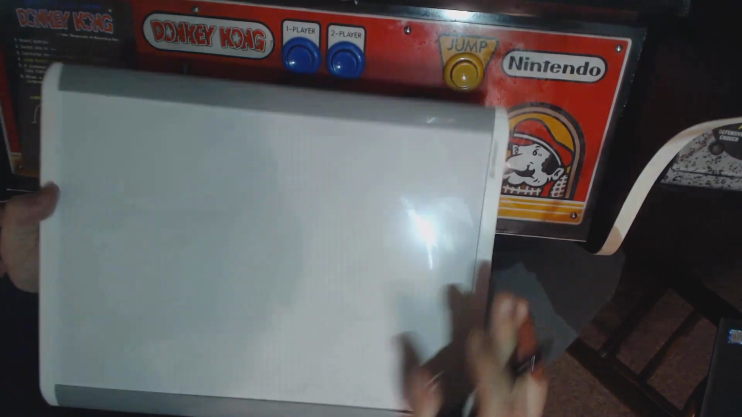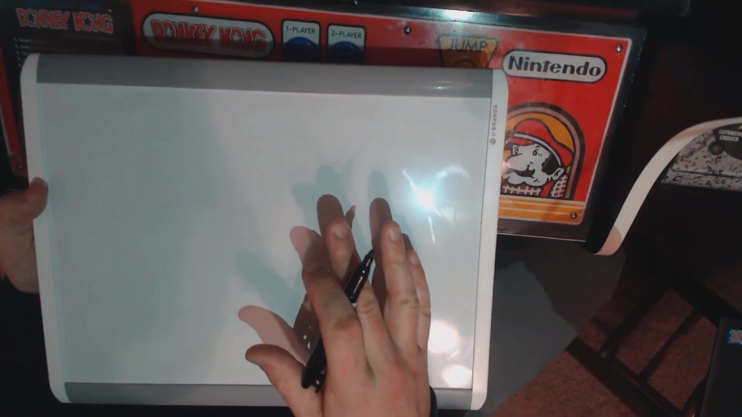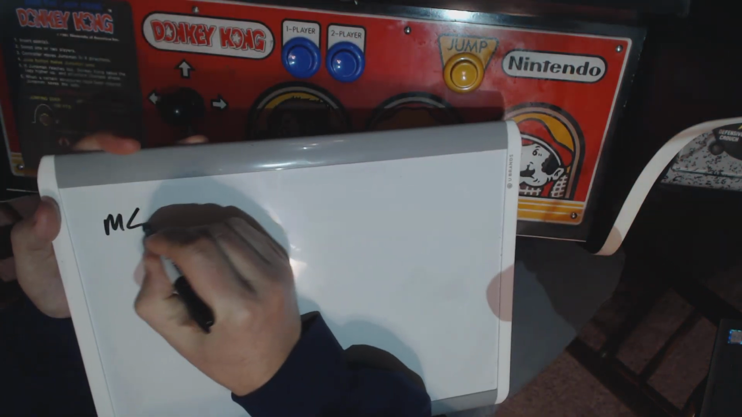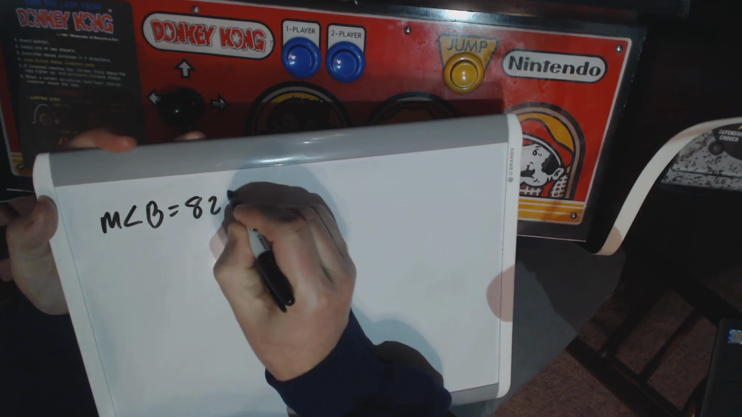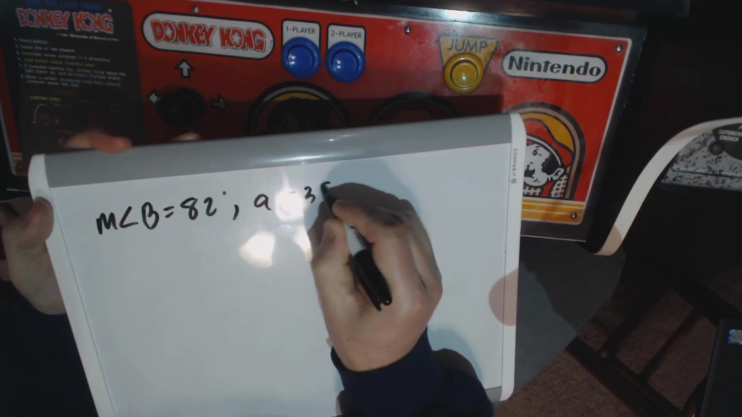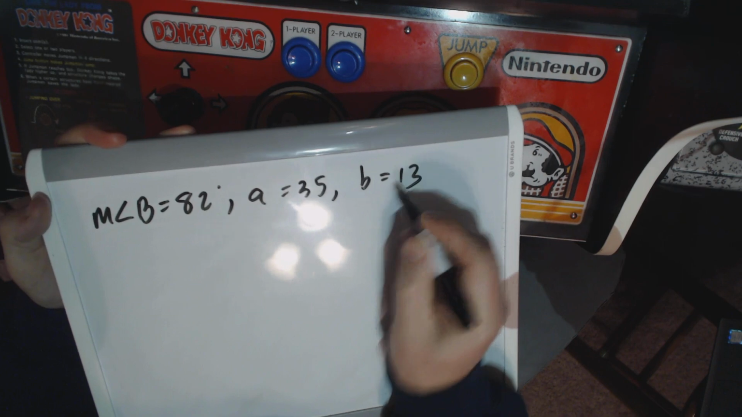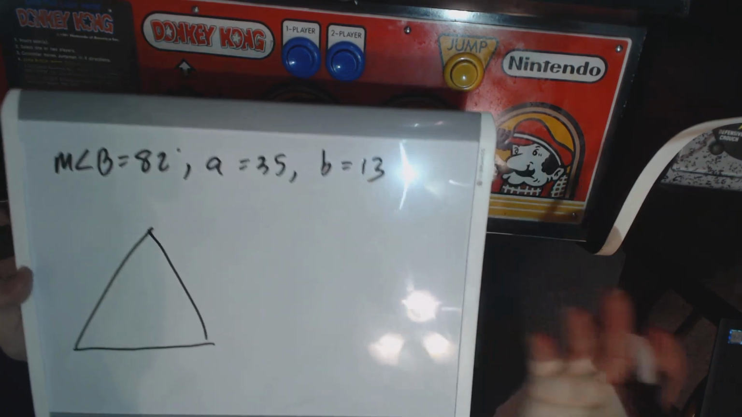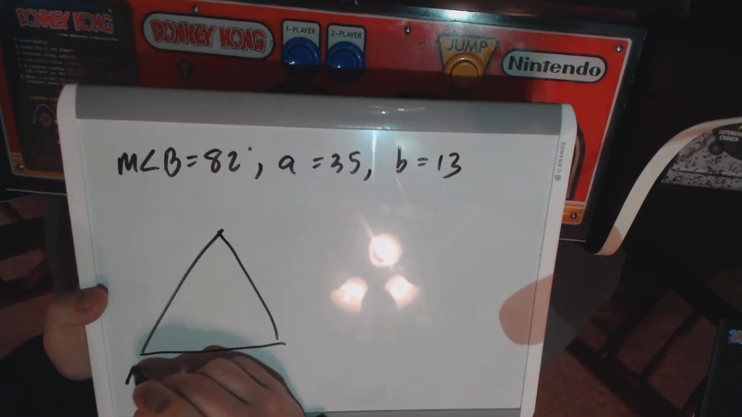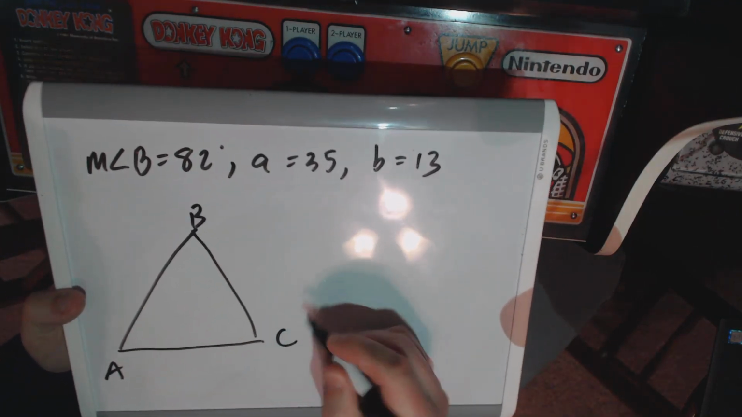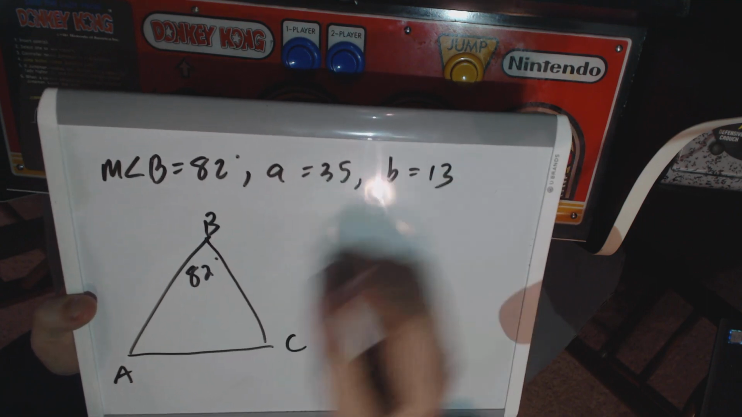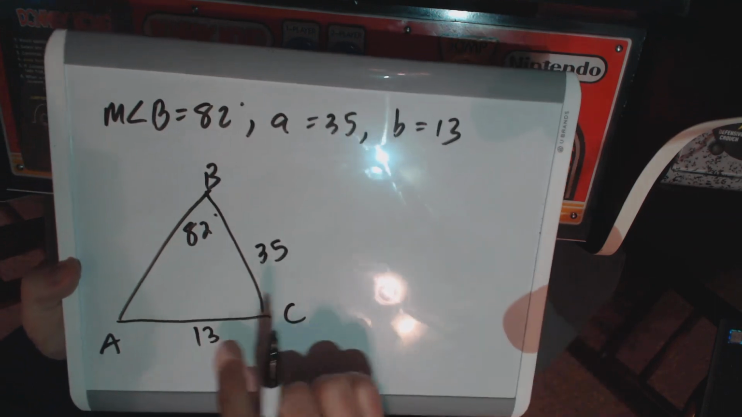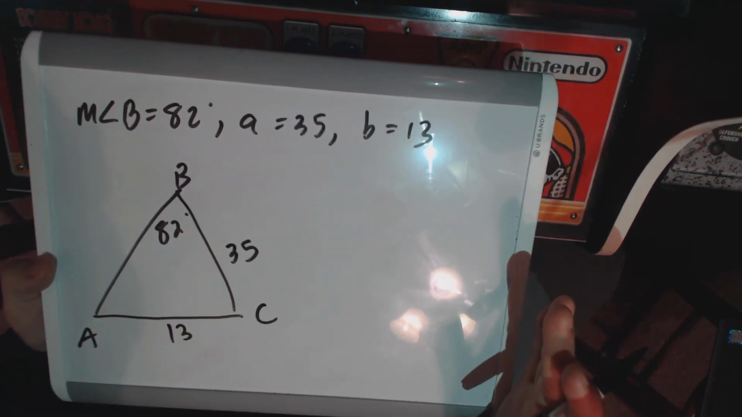So same thing, triangle ABC, okay? We're going to have a side angle scenario, okay? So watch this. Let's say measure of angle B is 82 degrees, A is 35, and B is 13. So take a minute, if you would, pause your YouTube video and draw this out for me, okay? I'll do it here. Okay, so here we go, side angle, bad.